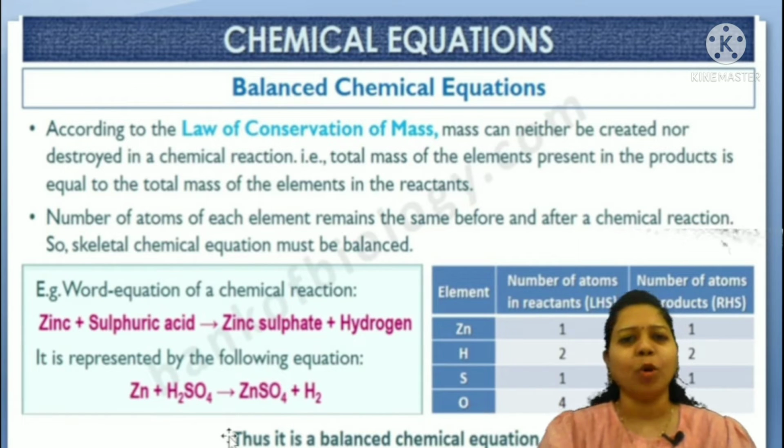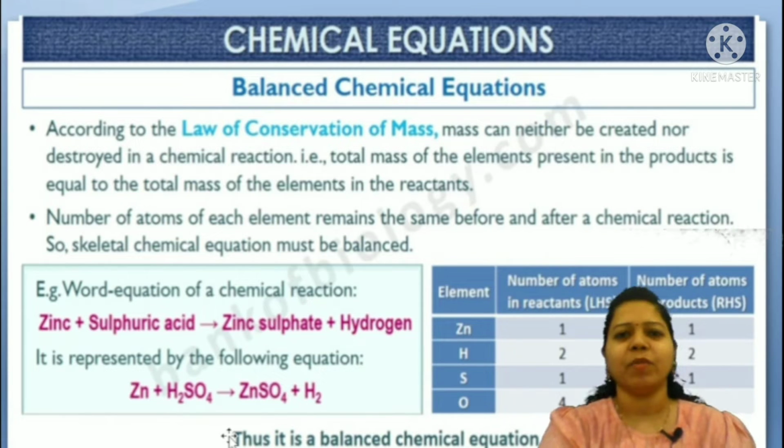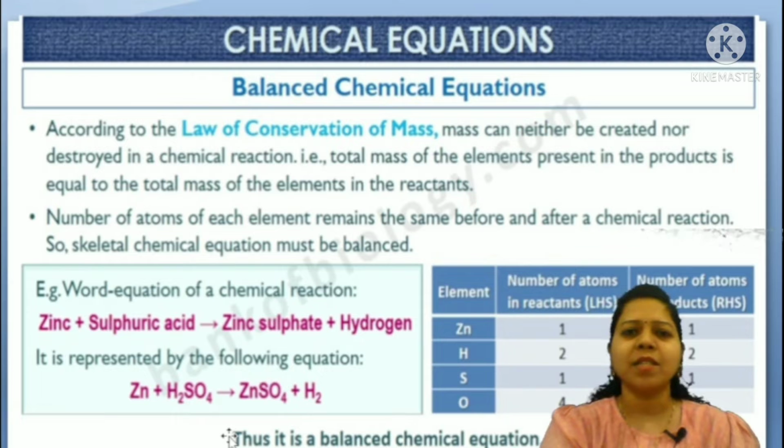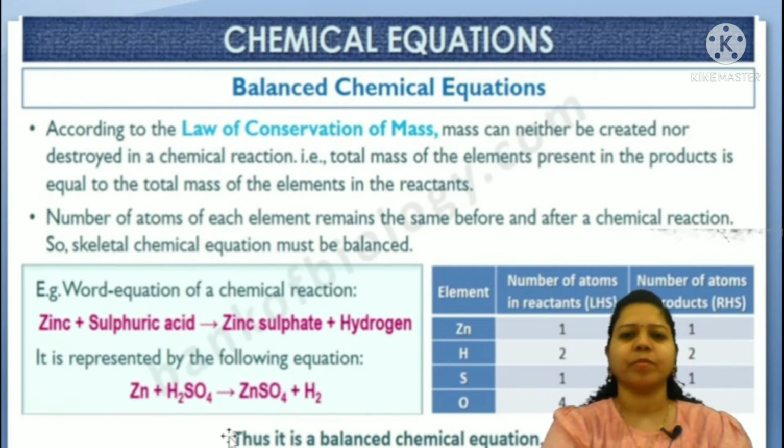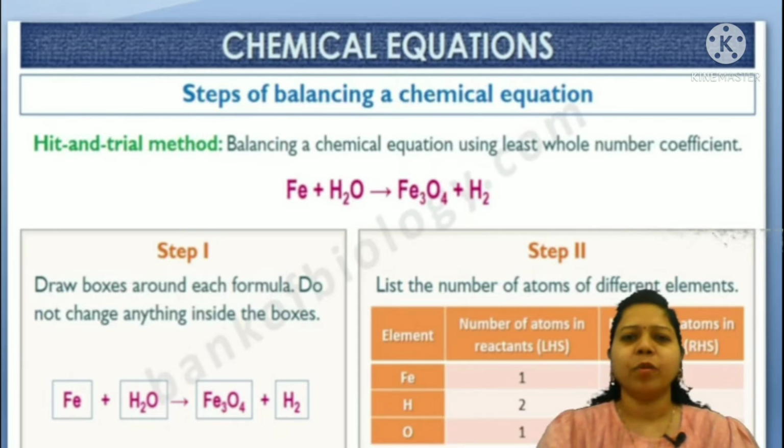Means all the number of atoms are similar on both the sides, left hand side as well as right hand side. That's why this chemical equation is known as what? Balanced chemical equation. Now all the numbers are similar, that's why no need to balance this chemical equation. But if all the number of atoms are not similar on both the sides, then we need to balance that. But how to balance that, we'll see next.